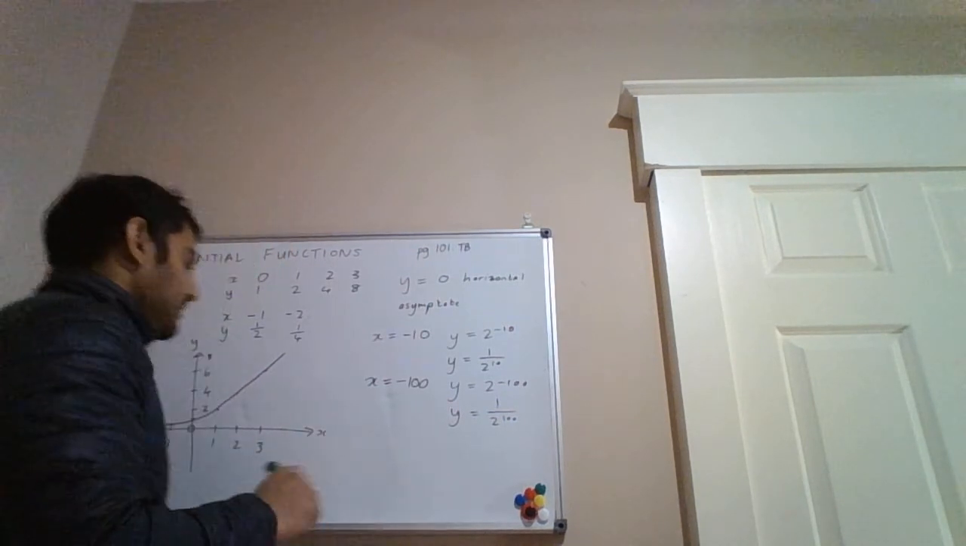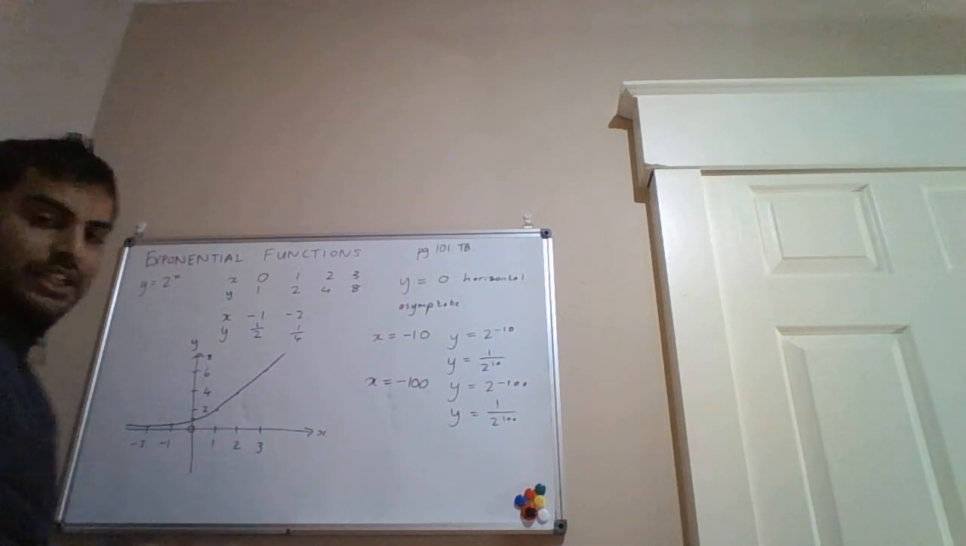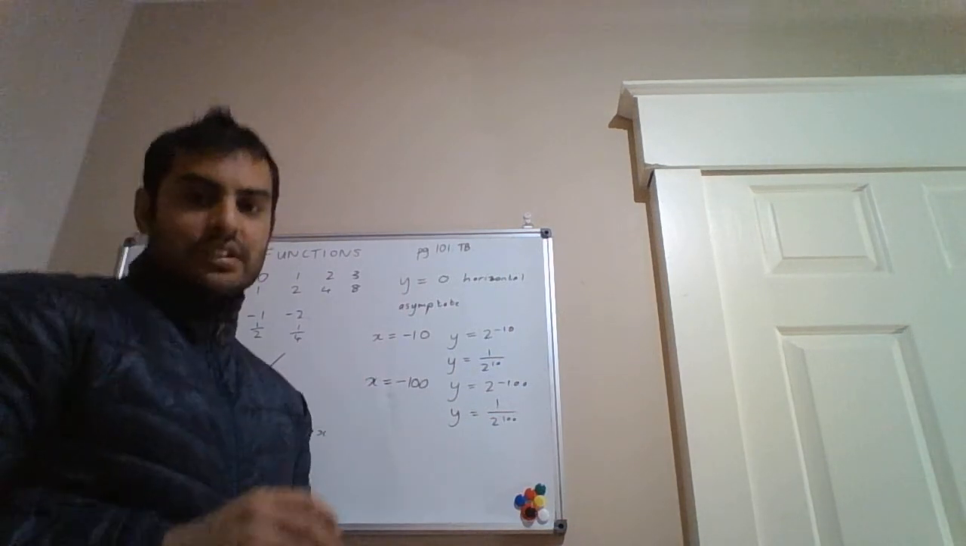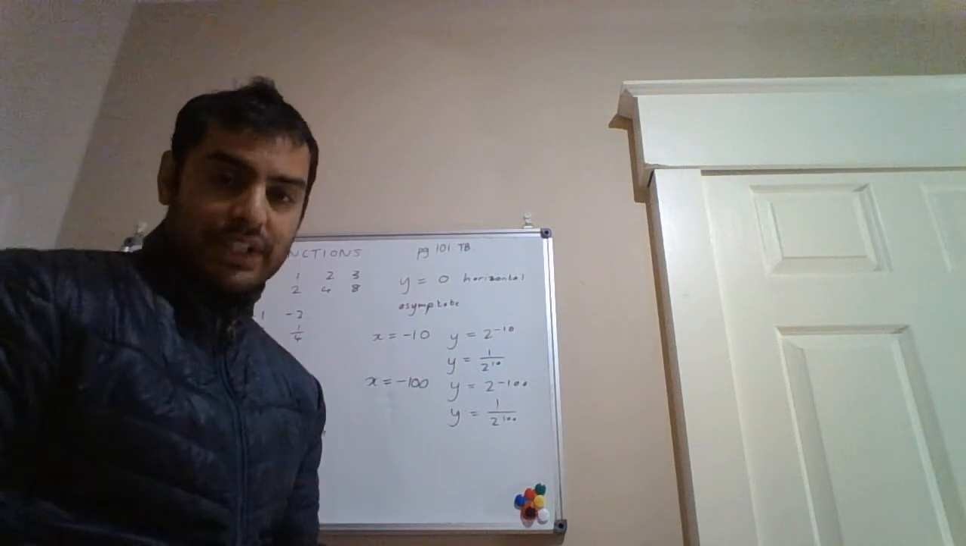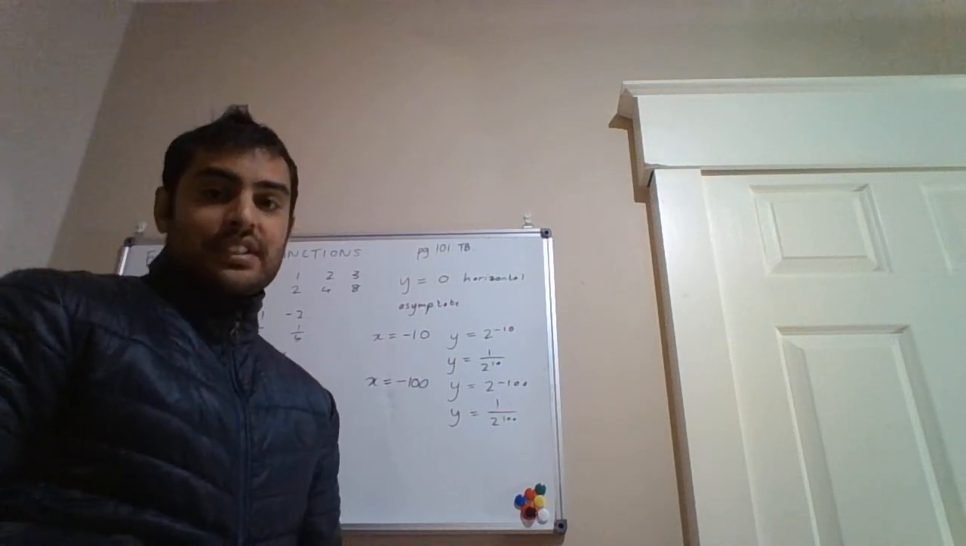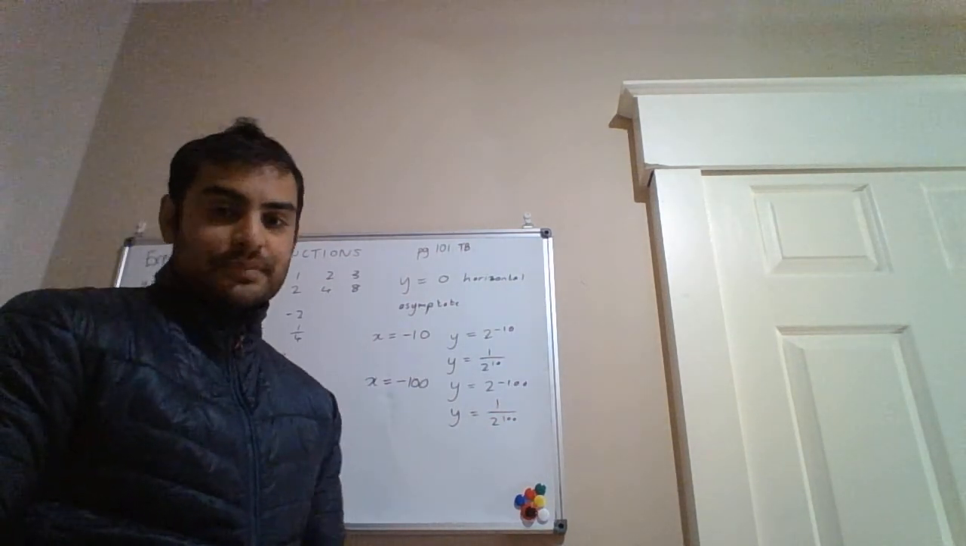So in other words, this line over here, the x-axis, is called the asymptote. It's whenever a graph tends towards a certain value but never quite reaches it. And you would have seen examples of asymptotes when we covered hyperbolas.